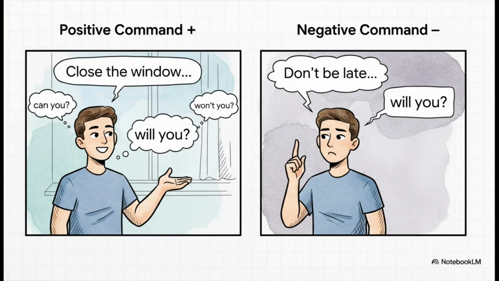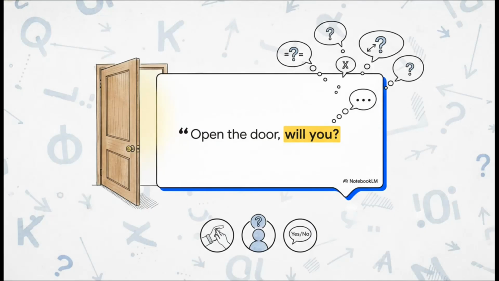And finally, what about commands or requests? You know, sentences where you're telling someone to do something. These are called imperatives. For a straightforward command like "open the door," the most common and safest tag you can use is "will you." Now you might also hear "won't you" or "can you," but honestly, "will you" is a fantastic choice that works almost every time.